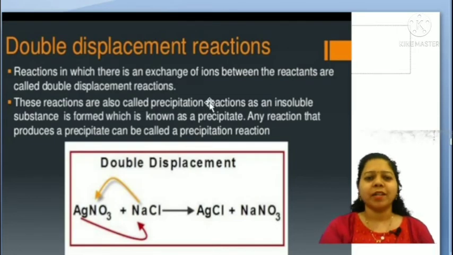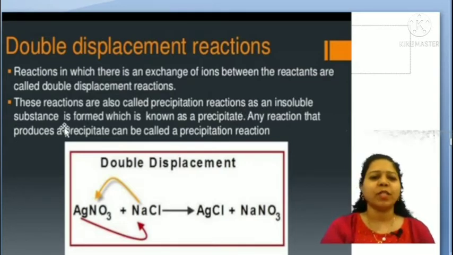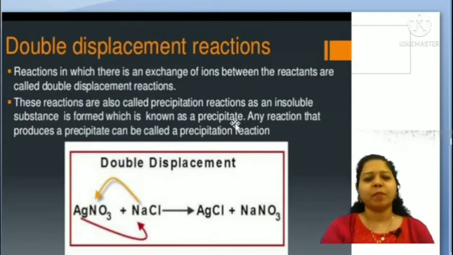Next, the fourth type of chemical reaction is the double displacement reaction. Before this we learned the single displacement reaction, though we just called it displacement reaction. But here the fourth type is the double displacement reaction. We'll see what is given in this. Reactions in which there is an exchange of ions between the reactants are called double displacement reactions. These reactions are also called precipitation reactions, as an insoluble substance is formed which is known as a precipitate. Any reaction that produces a precipitate can be called a precipitation reaction.